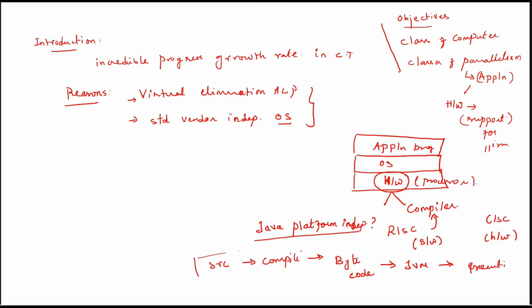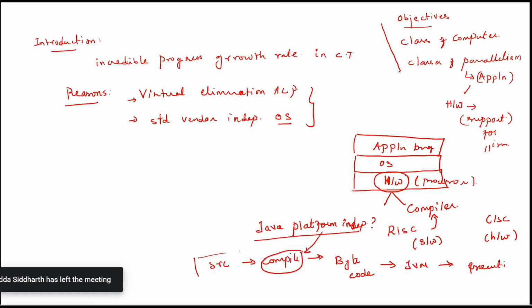This part alone is platform independent. The compiler is platform independent. We are not designing a compiler for a platform, because whenever you design a compiler, it is probably for a specific hardware. But in the case of Java, they design a compiler that is independent of any platform. The output of the compiler will be a bytecode.